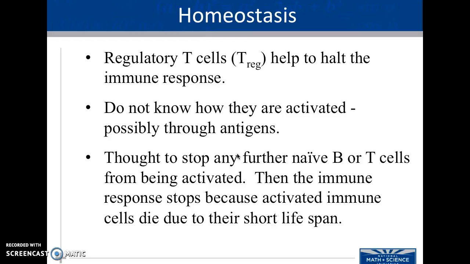Regulatory T cells help halt the immune response. We don't really know how they're activated, but what we do know is that they stop any more B or T cells from being activated, and it slowly stops our immune response, and the activated immune cells are going to die off eventually. They have a very short lifespan, so after they're no longer needed, they die off pretty quickly.